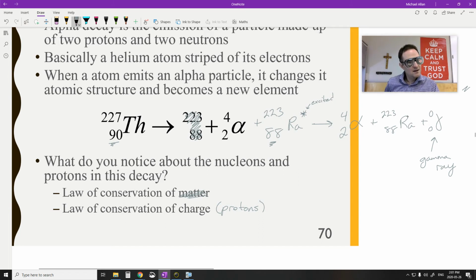Now, okay, I'll put the word matter back there. This is not mass. Mass and matter are slightly different. Matter is like the pieces. Mass is how much it actually has in it, like the weight of it. These are based on the nucleons. Now, those nucleons are being conserved, right? So nucleons.